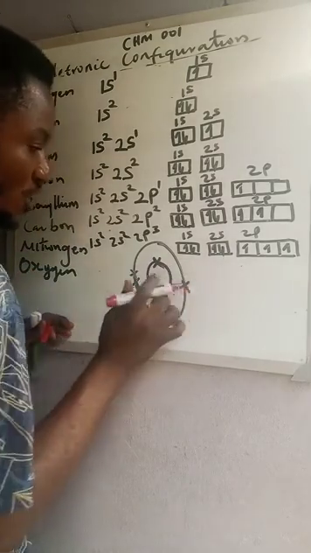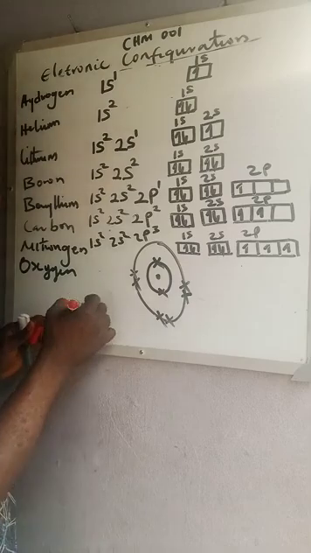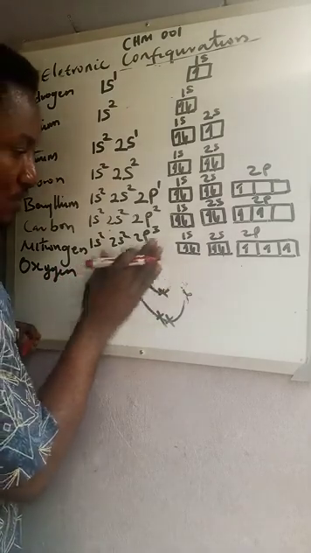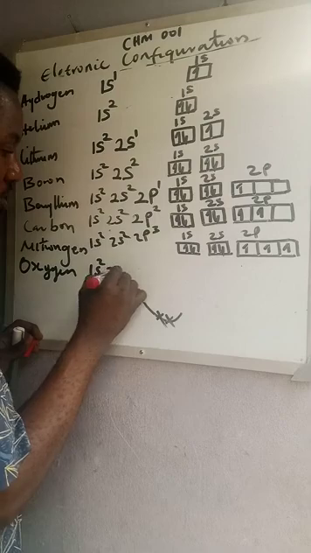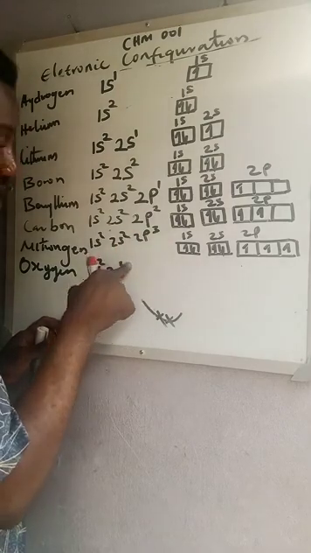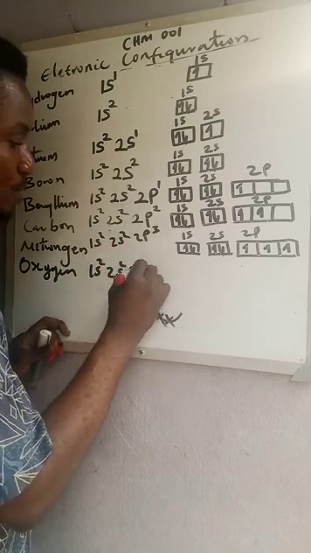Watch oxygen. Oxygen is how many? I'll put 1 here. That is 1, 2, 3, 4, 5, 6, right? So I'll do the configuration here. Okay, you know what I want to do. So I have 1s2 for the first one, right? 2s2. Remember, it is 6. Since it is 6, I'll remove 2 here. How many electrons are remaining? 4. So I have 2p4.